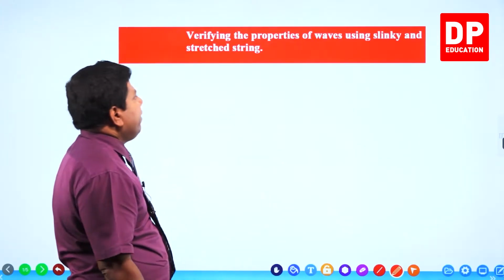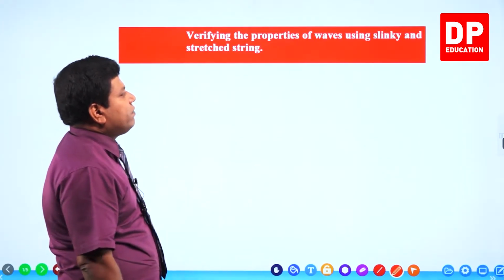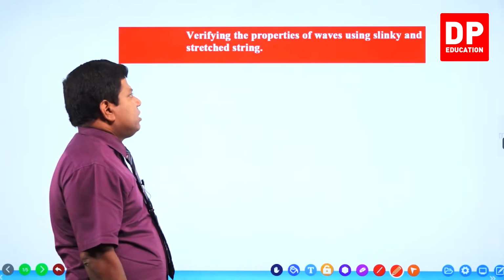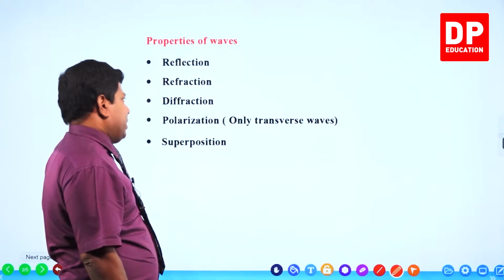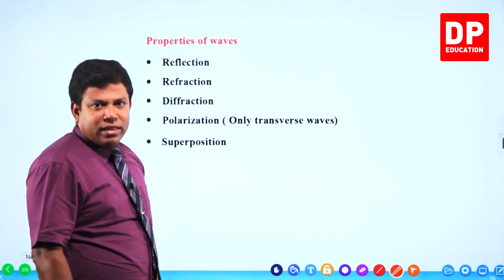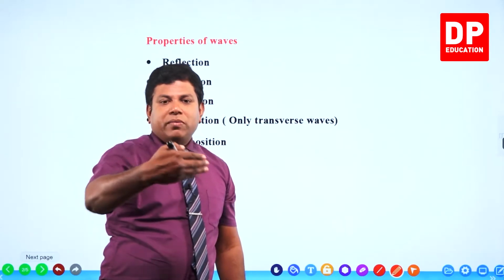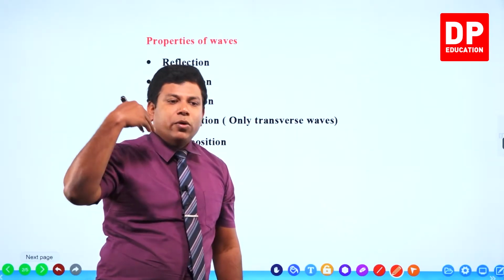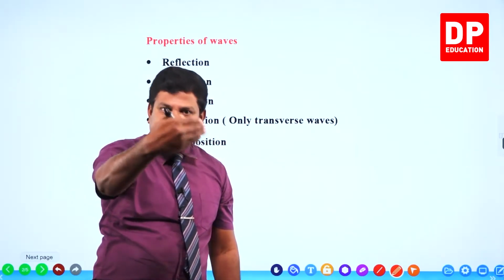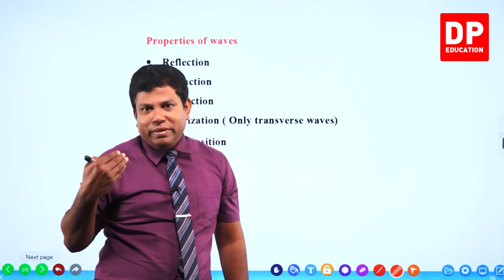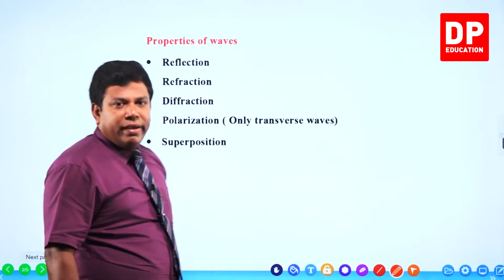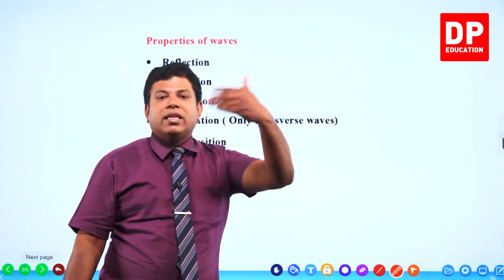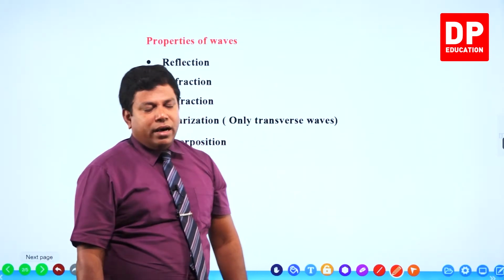Look at this again, verifying the properties of waves using a slinky and a stretched string. Properties of waves that you would have studied in theory. Reflection. That means when the waves reach one end of their medium, they can reflect, right? Refraction. When waves penetrate from one medium to another medium, there can be a refraction.